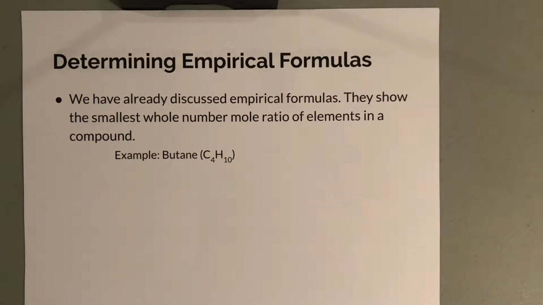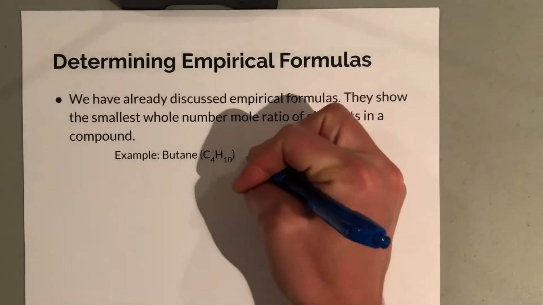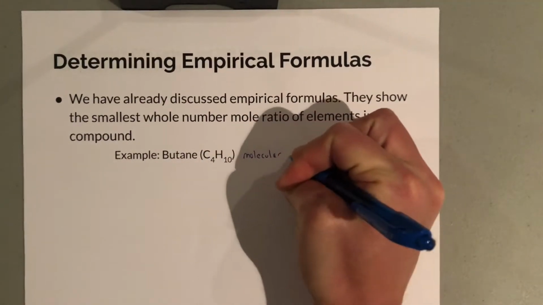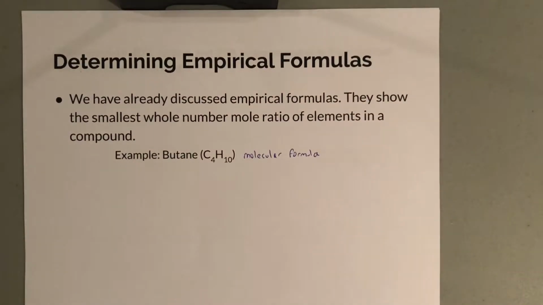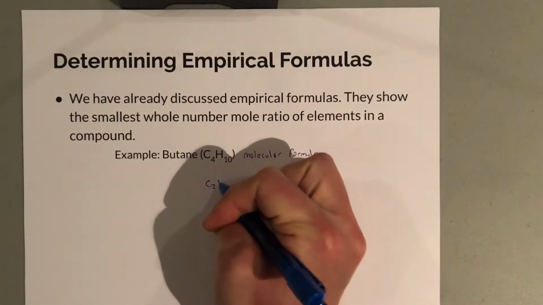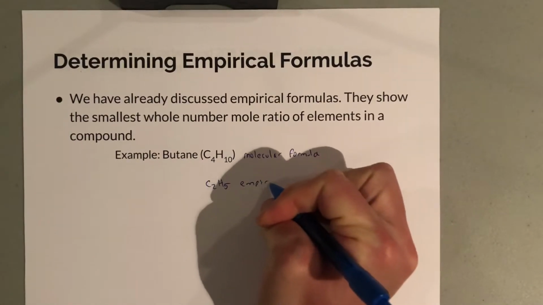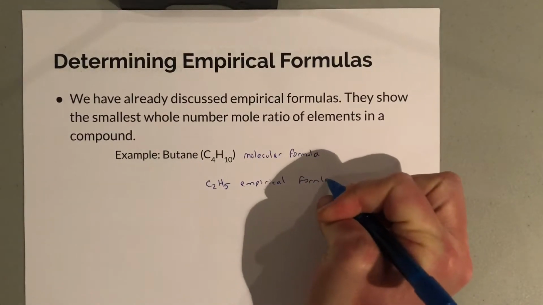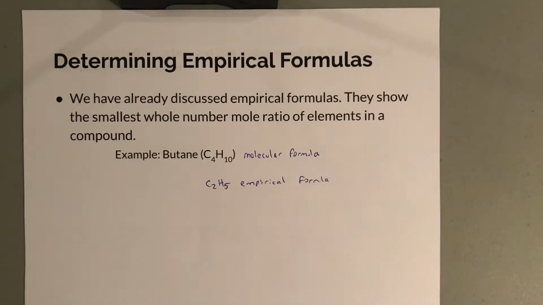Last week in class, we looked at the idea of empirical formula versus molecular formula and talked about how an empirical formula is going to be your reduced down ratio, whereas a molecular formula is the actual formula that exists. So, for example, butane is C4H10. That would be our molecular formula. Something like C2H5 would be your empirical formula, since a 4 to 10 ratio would reduce down to a 2 to 5 ratio.